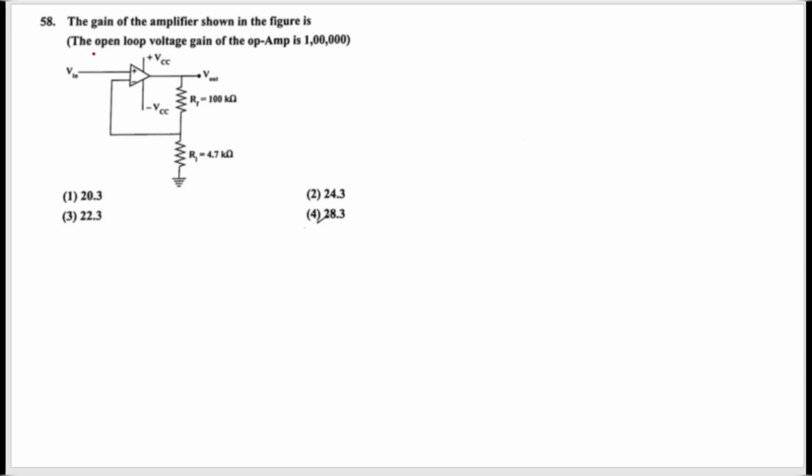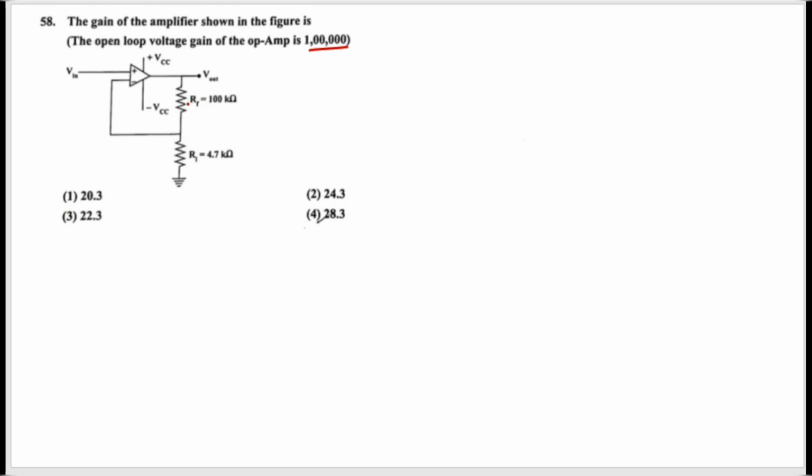What they have given, let us read the question. The gain of the amplifier shown in the figure, the op-amp voltage gain of the op-amp is 1 lakh, it is given. Now we must find the gain of the amplifier. This is also based on the direct formula only.